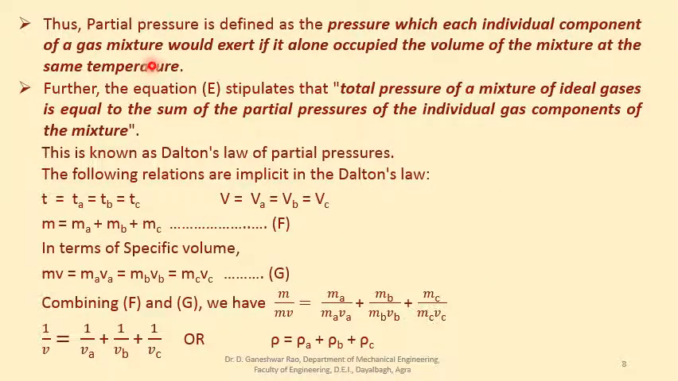So what I said has been defined here. Partial pressure is defined as the pressure which an individual component of a gas mixture would exert if it alone occupied the volume of the mixture at the same temperature. So from the last equation, we can say that the total pressure of a mixture of ideal gases is equal to the sum of the partial pressures of the individual gas components of the mixture.